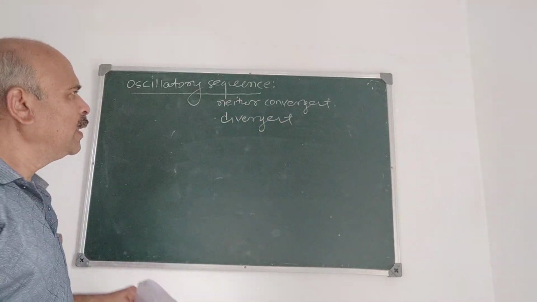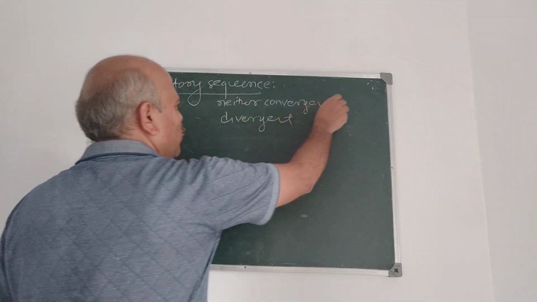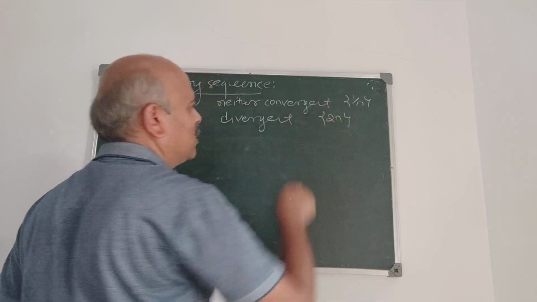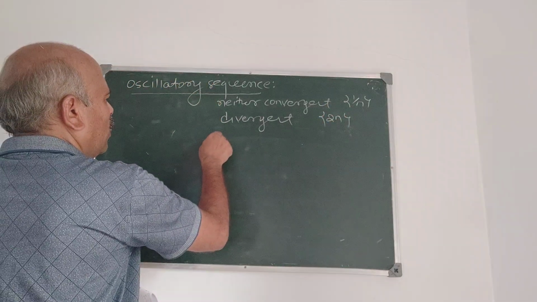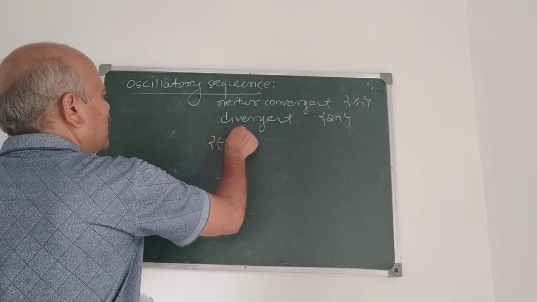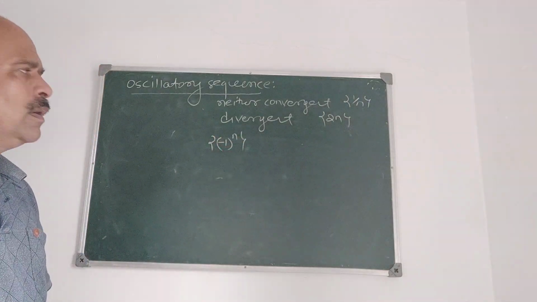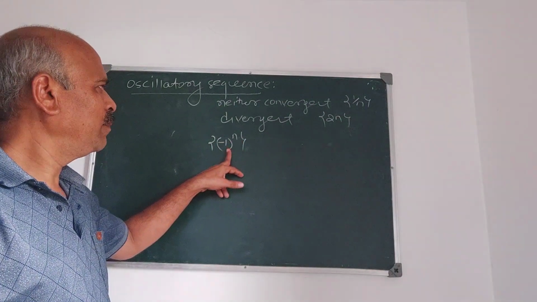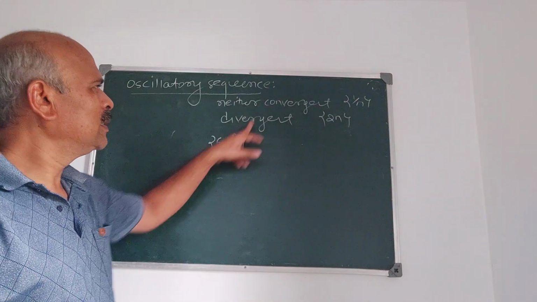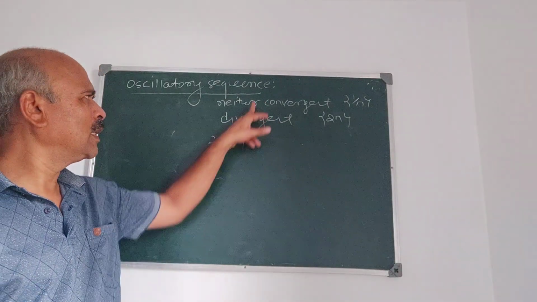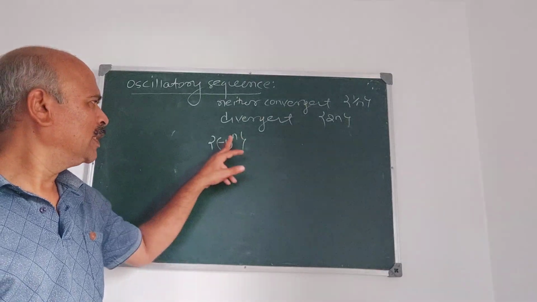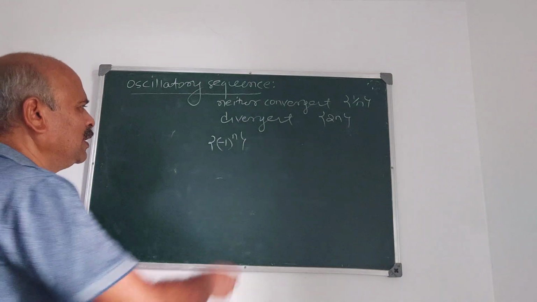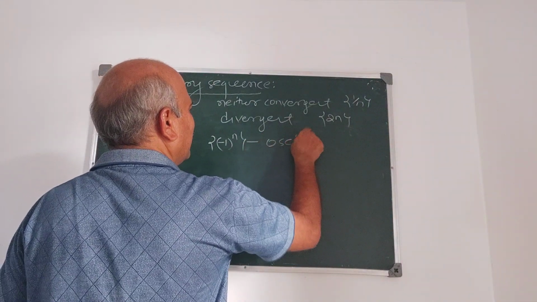And also, see, we have taken sequence 1 upon n converges. Sequence 2n diverges. Now one more sequence that you have already taken, an important sequence, it is minus 1 raised to n. This doesn't diverge, correct? And this doesn't converge also. It doesn't converge or diverge. Such sequences are said to oscillate, and this is said to oscillate finitely.